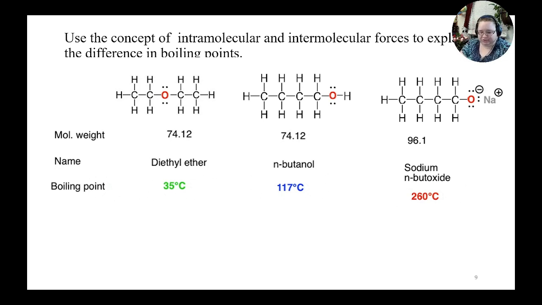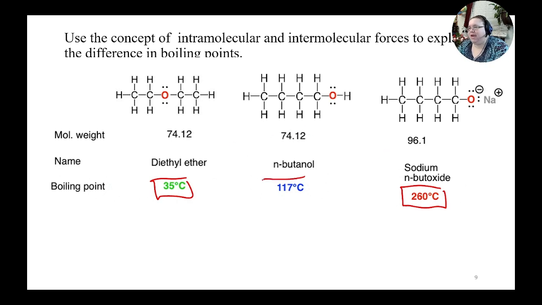Notice their names are nothing like what we've seen in class. That is because they are all organic, and we have only learned how to name ionics, covalents, binary covalents specifically, and acids. So if we look at each of these substances, notice 35 degrees Celsius, that's pretty low compared to 260 degrees Celsius as our boiling and melting point.